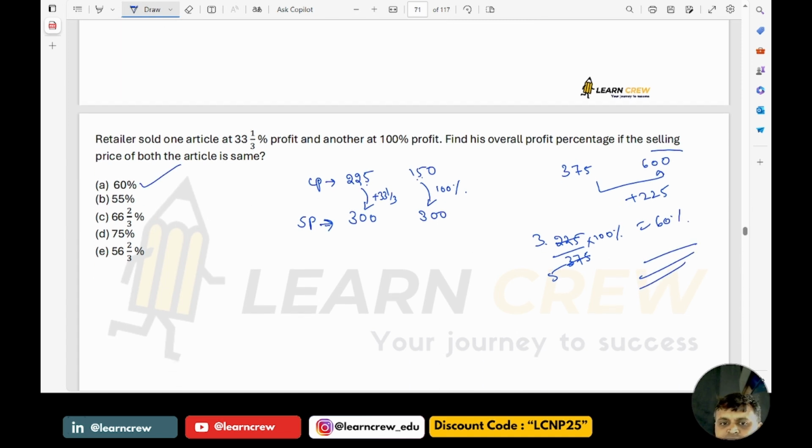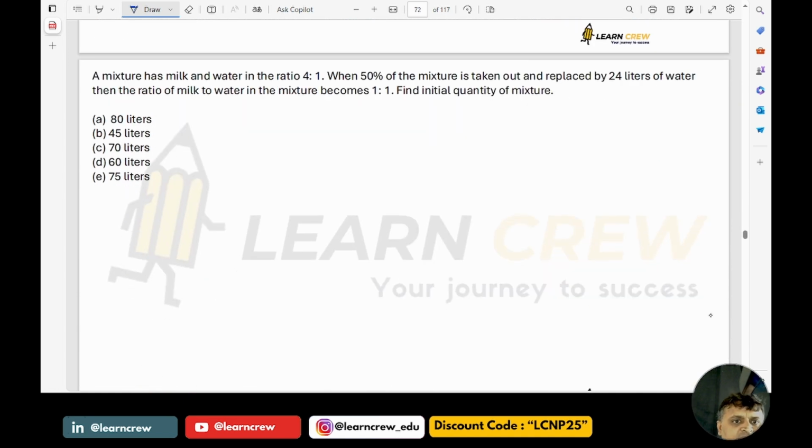Okay, next. A mixture has milk and water in the ratio 4:1. When 50% of the mixture is taken out and replaced by 24 liters of water, then the ratio of milk to water in the mixture becomes 1:1. Find the initial quantity of mixture. I am taking the first option. In 4:1, 5 parts is 80, so each part is 16, giving 64 and 16.